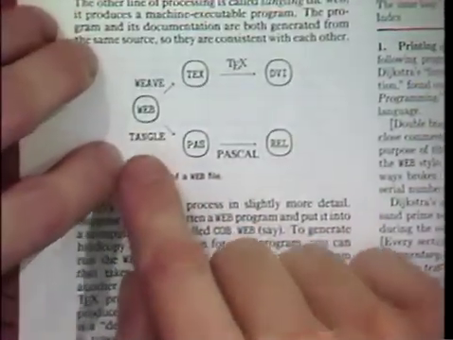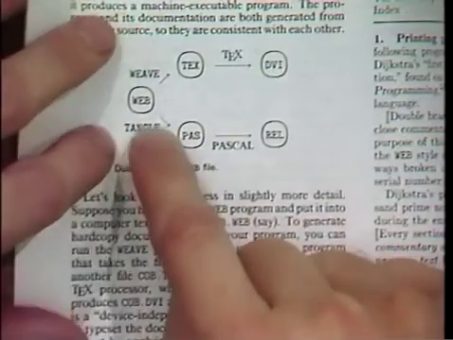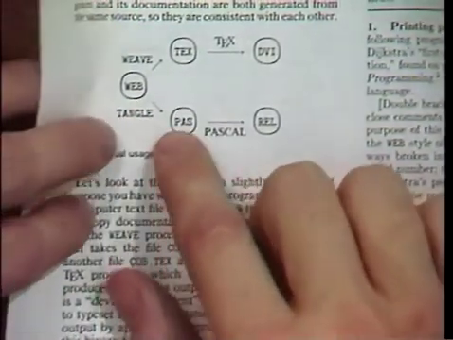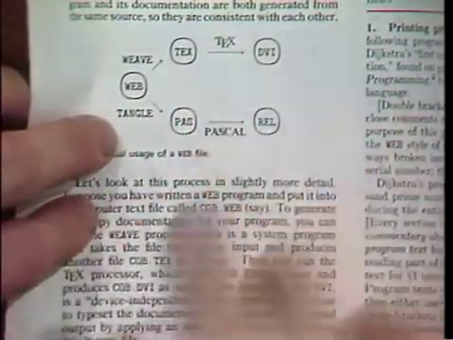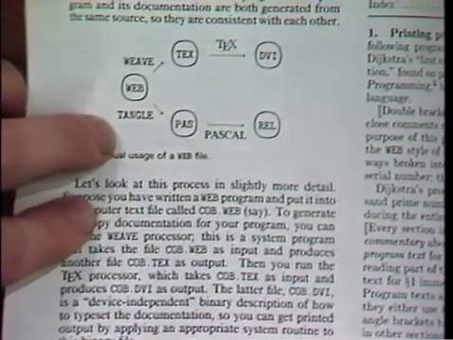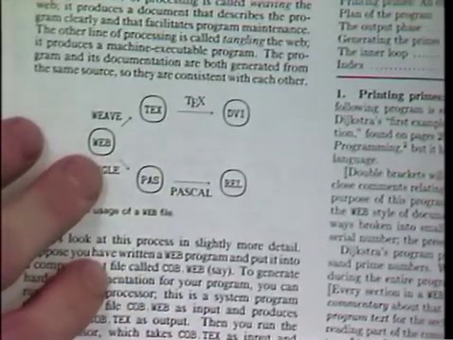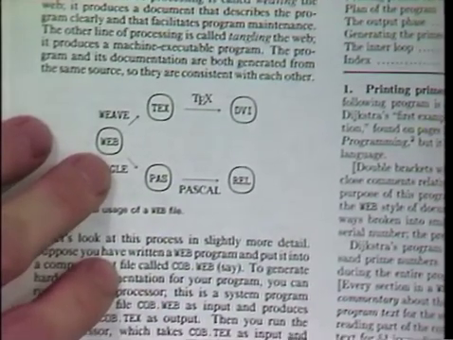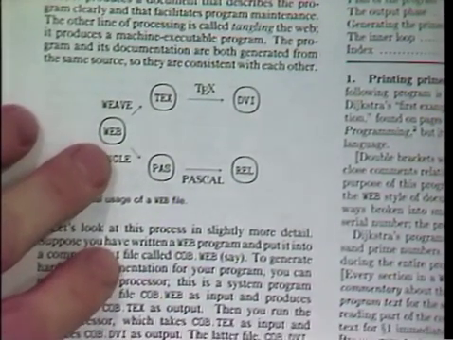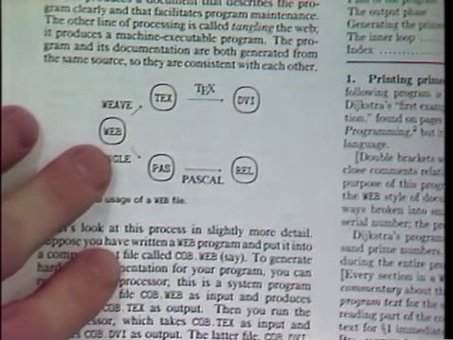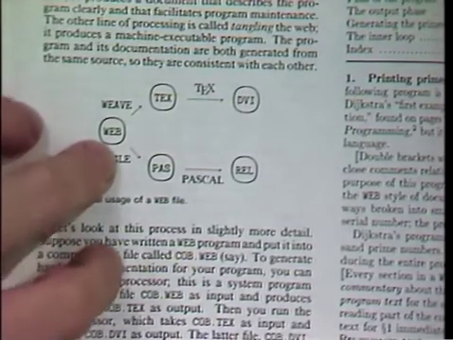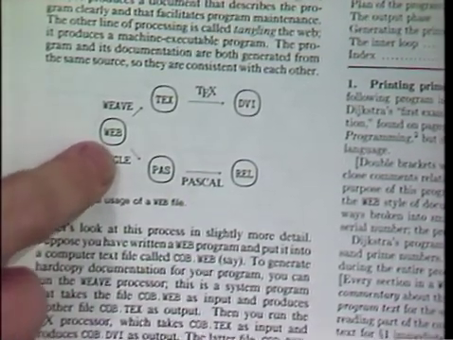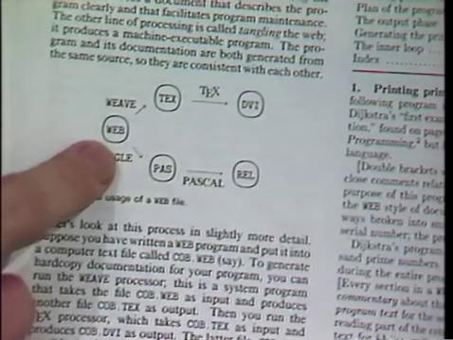But there's another branch, and that is you run the Tangle program on the web file, and that produces a Pascal program. The Pascal compiler can compile that and run it. And now that's another important issue, I think, about computer programs. If you're ever going to publish computer programs that are supposedly running computer programs, the computer has to be in charge of the typesetting.